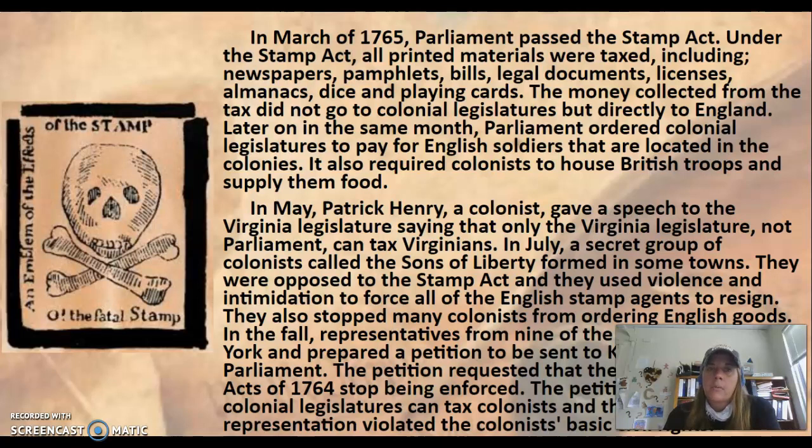The money collected from the tax did not go to colonial legislators, but directly to England. So it didn't go into their own colonies being better run. It went back to England for King George. Parliament ordered colonial legislators to pay for English soldiers that are located in the colonies. It also required colonists to house the troops and to supply them food.